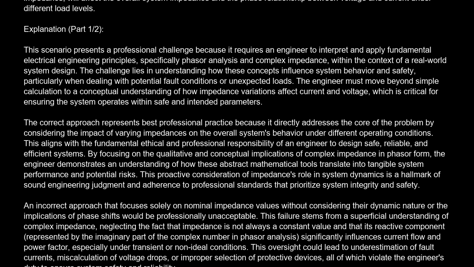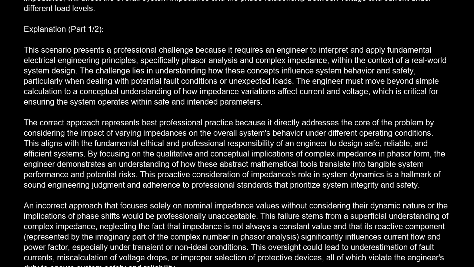Explanation. This scenario presents a professional challenge because it requires an engineer to interpret and apply fundamental electrical engineering principles, specifically phasor analysis and complex impedance, within the context of a real-world system design. The challenge lies in understanding how these concepts influence system behavior and safety, particularly when dealing with potential fault conditions or unexpected loads. The engineer must move beyond simple calculation to a conceptual understanding of how impedance variations affect current and voltage, which is critical for ensuring the system operates within safe and intended parameters.